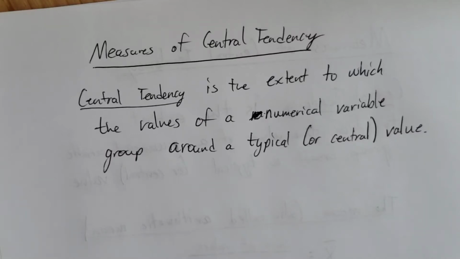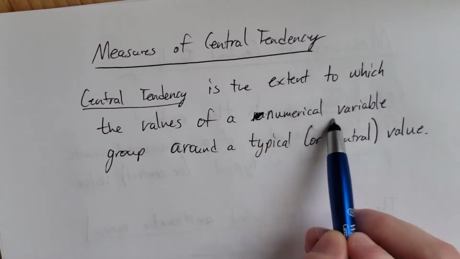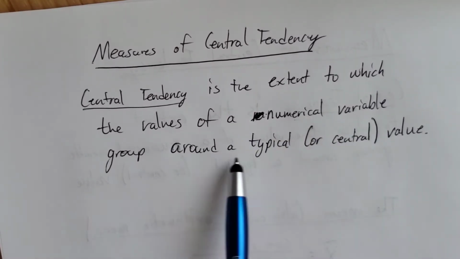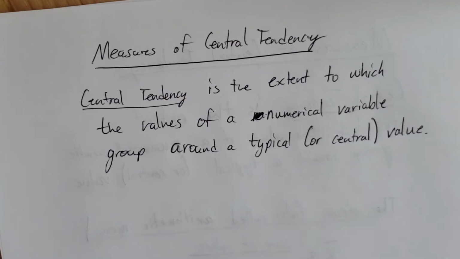In this video, we want to discover some measures of central tendency. So what is central tendency? Well, that's the extent to which the values of a numerical variable group around a typical or central value. And there's actually several different ways we can try to describe this kind of phenomenon. We're going to look at 3 of those ways in this first video.